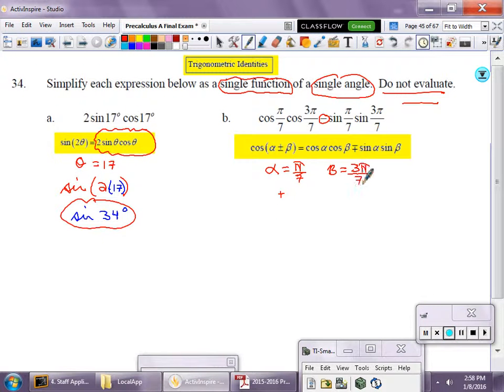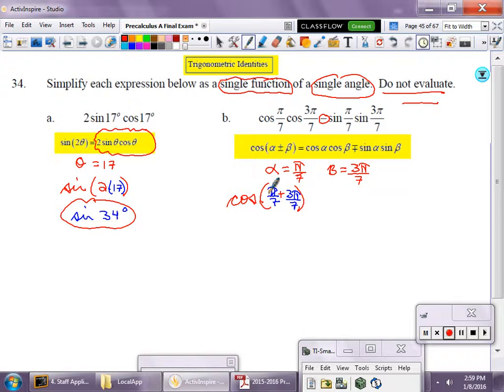And then we're going to add these two values under the cosine function. I'm just going to use a different color so that you could see. This would be pi over 7 and 3 pi over 7. Now we are left to add. We must simplify, and that follows the rules of adding fractions. When adding fractions, the denominators must be the same. And yes, they are, so this is going to be easy.